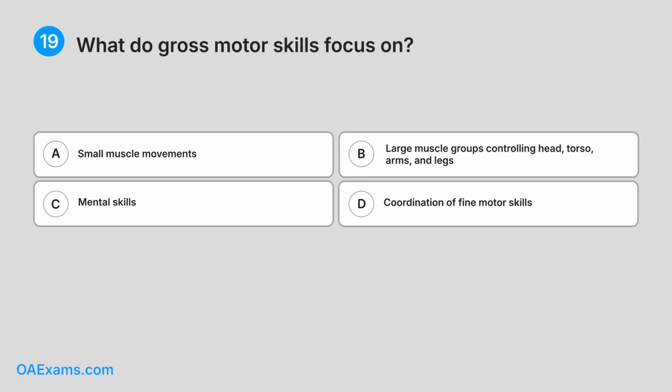19. What do gross motor skills focus on? A. Small muscle movements. B. Large muscle groups controlling head, torso, arms, and legs. C. Mental skills. D. Coordination of fine motor skills. Can you guess the answer?